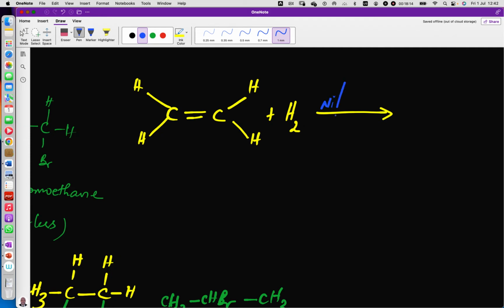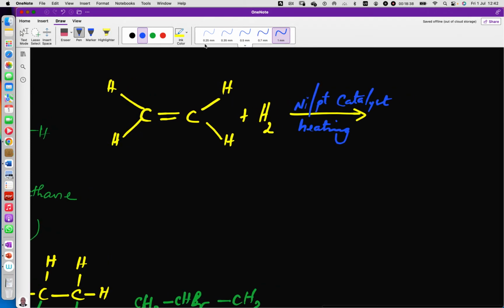Nickel, or we can call it platinum catalysts. You will do what? You will do heating. Nickel catalyst, or platinum catalyst, by heating. And what you will get as a result of this is the hydrogen will be added to this position and to this other position here. This will be the resultant.